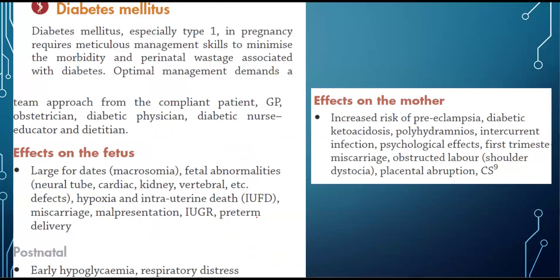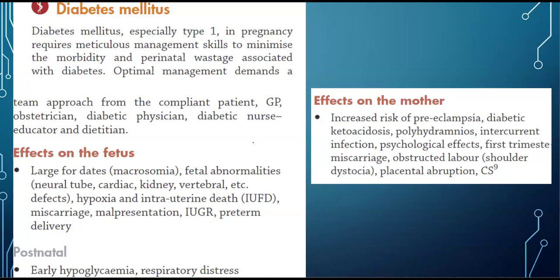Moving on, diabetes mellitus. Diabetes can be a very complicated thing in pregnancy, especially if it is type 1 diabetes. Type 1 diabetes means they are already taking insulin. And sometimes during pregnancy, they might need an increased dose of insulin, because in pregnancy the blood glucose can get a bit worse because of pregnancy hormones. Okay.